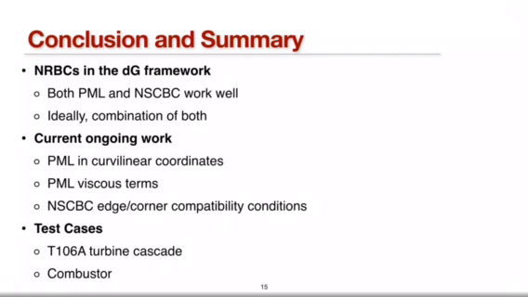As a conclusion, in this work, both PML and NSCBC boundary conditions prove very effective. The latter is especially true when compared with the standard extrapolation technique. In all PML simulations, characteristic boundaries were used as terminating boundaries to further reduce the fictitious region. Future work will include the addition of compatibility conditions to the NSCBCs, as well as the implementation of the PML in 3D generalized coordinates. Then, test this whole machinery on more challenging test cases, such as the T106A turbine cascade and the combustor. And that's it for now.